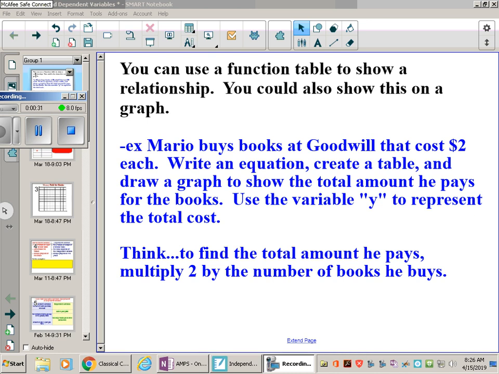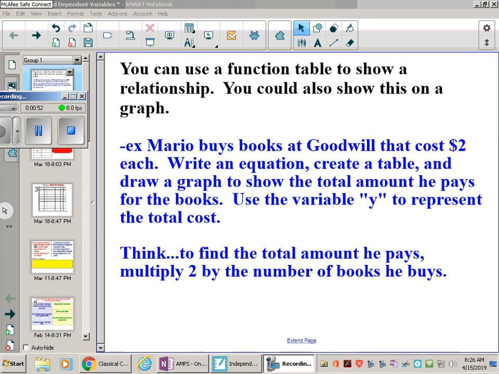So it says you can use a function table to show a relationship. You could also show this on a graph. So for example, Mario buys books at Goodwill that cost $2 each. Write an equation, create a table, and draw a graph to show the total amount he pays for the books. Use the variable y to represent the total cost.